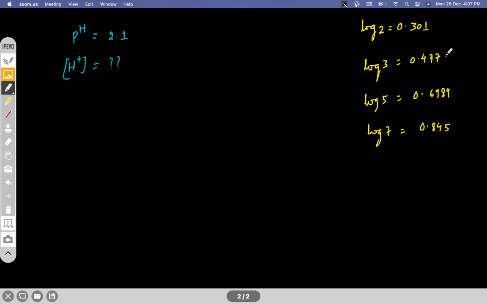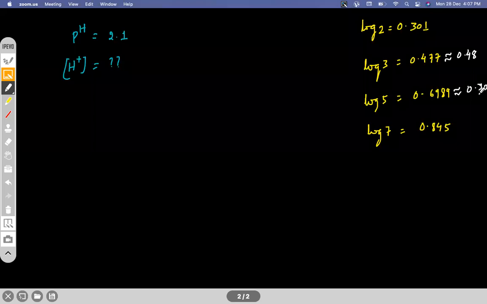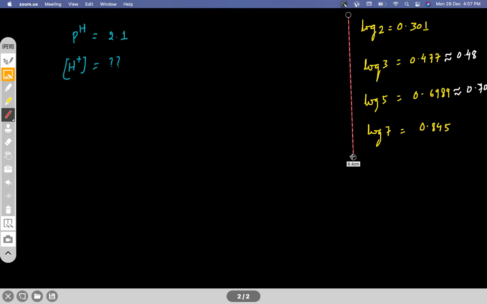And sometimes log 3 is also written as 0.48 for calculation. This is also written as 0.70 for calculation. Okay, so you must know these values. At least the first three values must. You have to memorize these first three values: 2, 3, and 5.